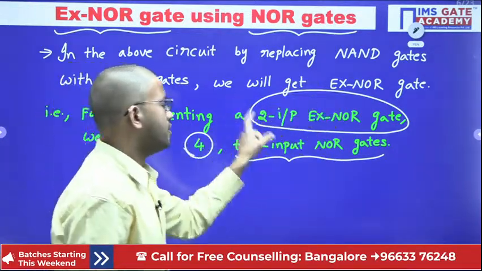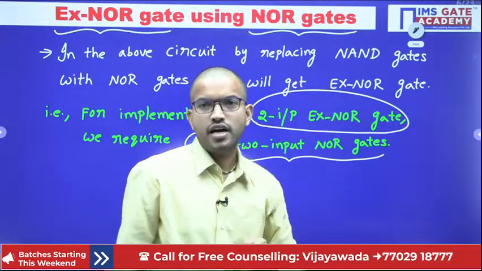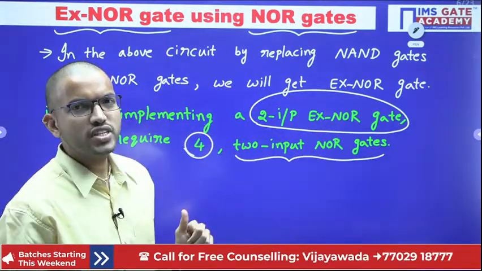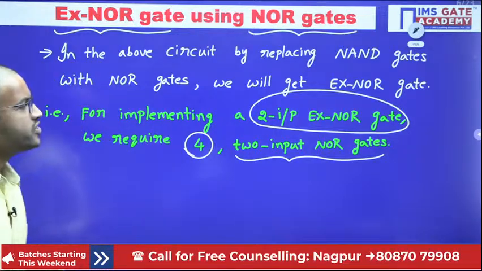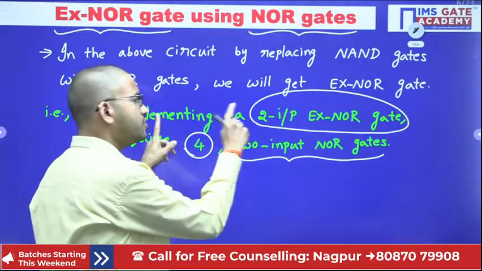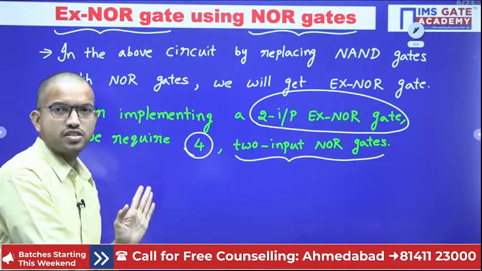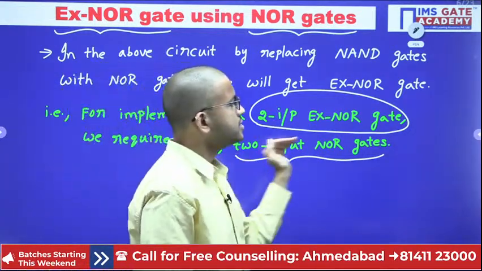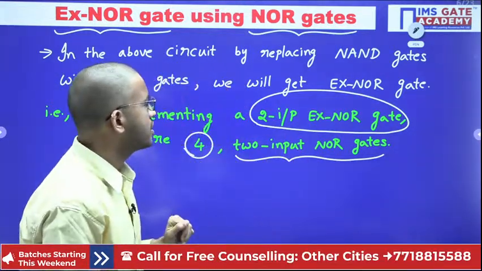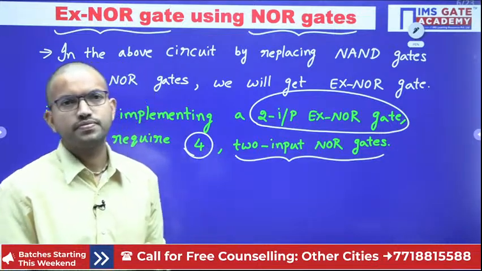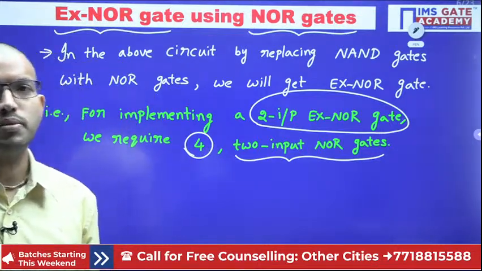Now I want to get an XOR gate. What can we do? Whatever circuit diagram you have here, consider the same circuit diagram, but after that, which logic gate do we have to use so that the overall circuit will become XOR? Any guess?